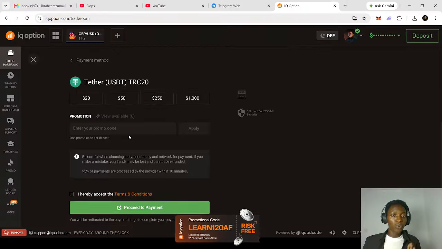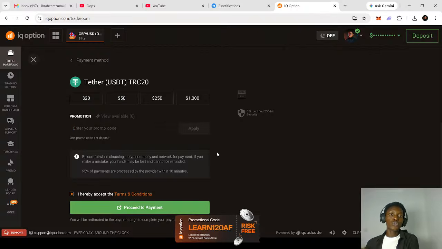And if you have a promo code, and we do have a promo code, as you can see, which is LAN 120 AF. If you put in the promo code, as you can see on the screen, you will get a 120% deposit bonus. After putting in the promo code, you can click I hereby accept the terms and conditions, and then proceed to payment.